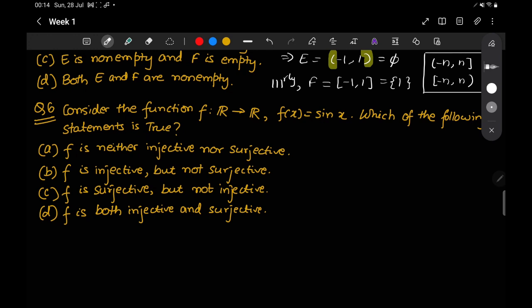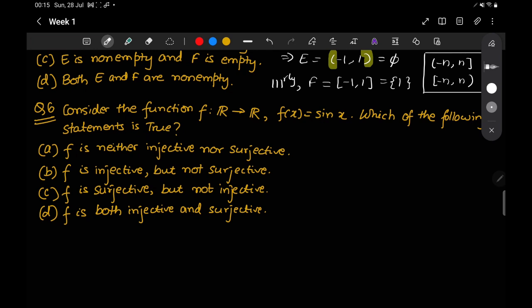So question number 6, consider the function f going from real numbers to real numbers with f(x) equals sin x. Which of the following statements is true? Option A, f is neither injective nor surjective. Option B, f is injective but not surjective. Option C, f is surjective but not injective. Or option D, f is both injective and surjective.